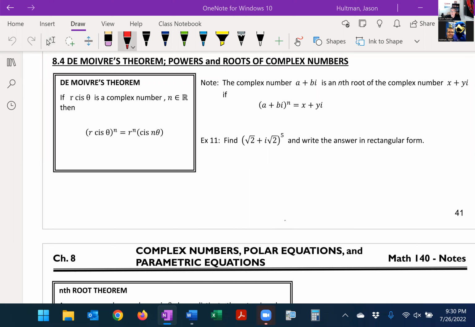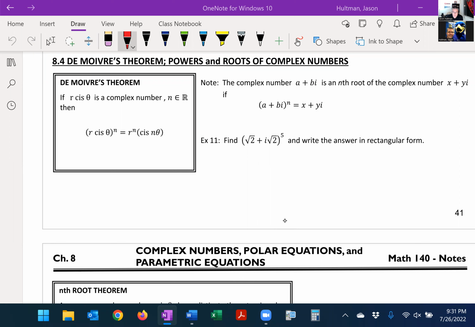Okay, let's go over 8.4, De Moivre's theorem, powers and roots of complex numbers. So De Moivre's theorem says if r cis theta is a complex number and n is an element of the integers, then (r cis theta) to the n is equal to r to the nth cis n theta.